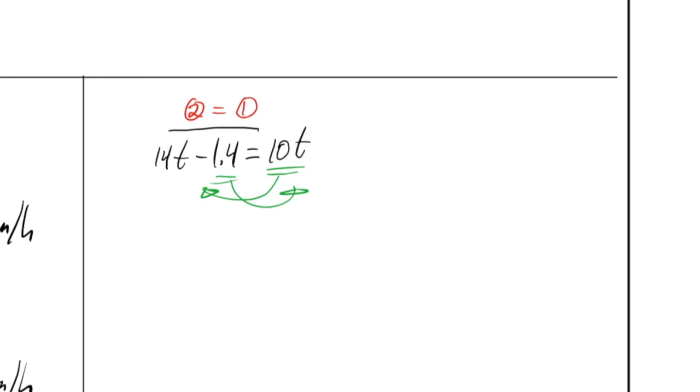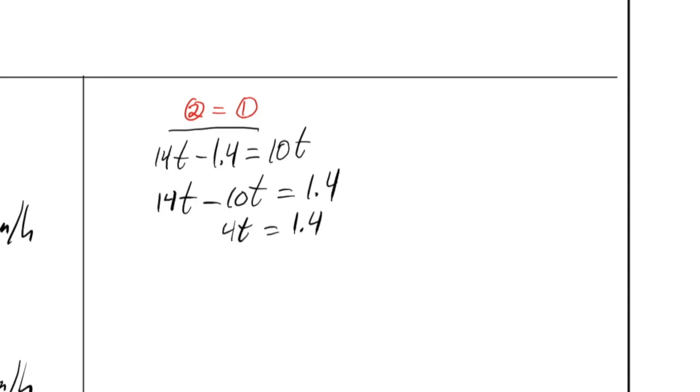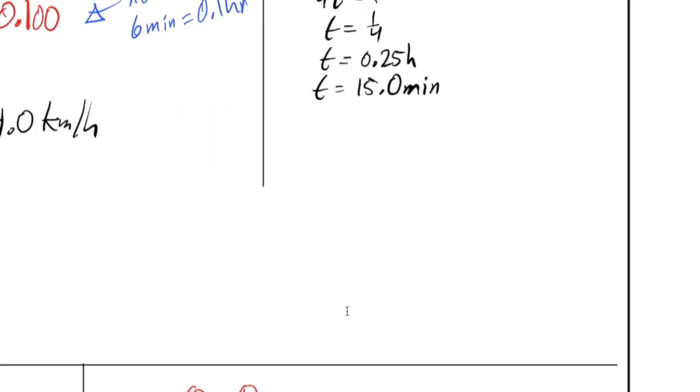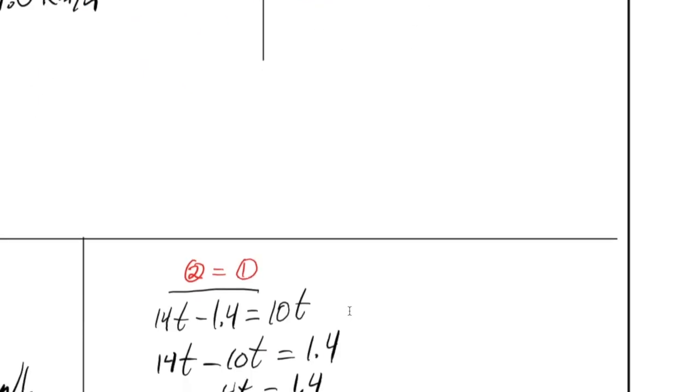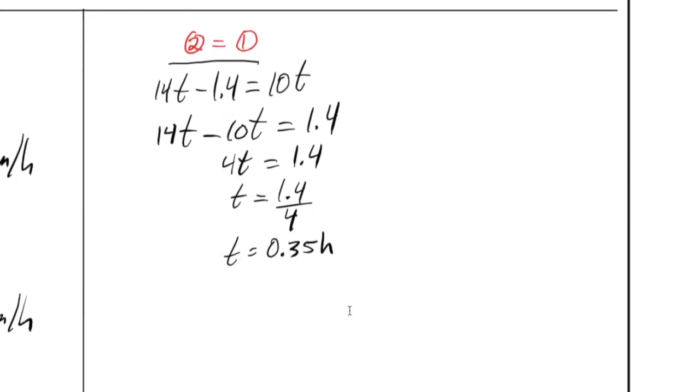And of course, using SAMDEB, we're using addition and subtraction to do that, so that the signs are going to flip. So we get 14t minus 10t is equal to positive 1.4. We are not getting the same answer. Okay, so the last time we got 0.25 hours, and now all of a sudden we have 0.35 hours. What gives? Nothing. In fact, this is correct.